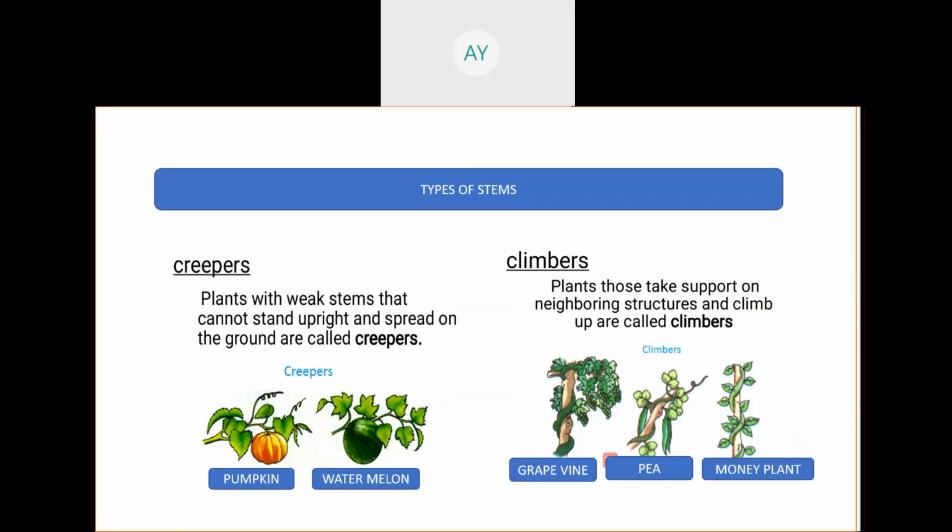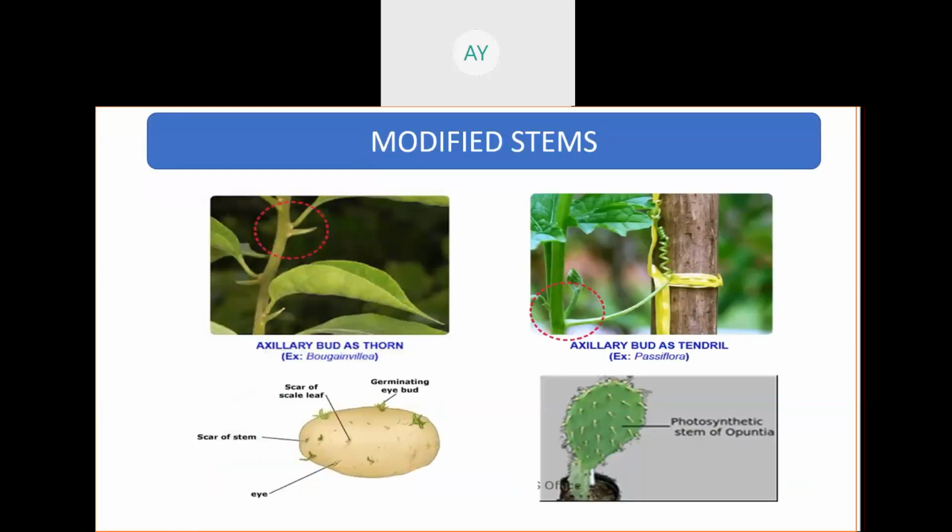Then climbers. Just like a perambulator, the support or a stick is required for growing in an upward direction. A plant takes support on a neighboring structure and climbs up on that structure, that is known as a climber, climbing in an upward direction toward the sky, that is grapevine, then pea, then money plants. These are the examples of climbers. So all of you must remember the examples of climbers.